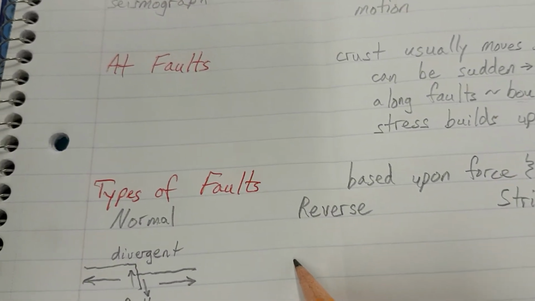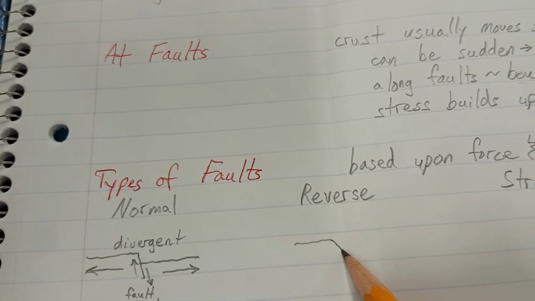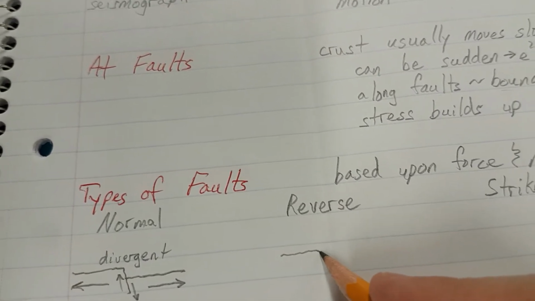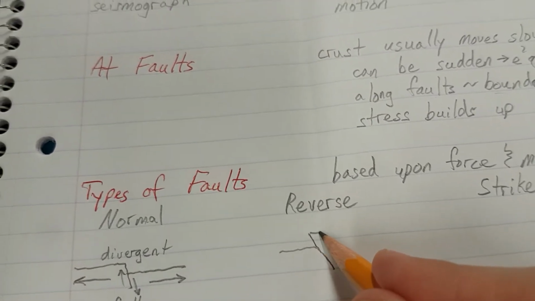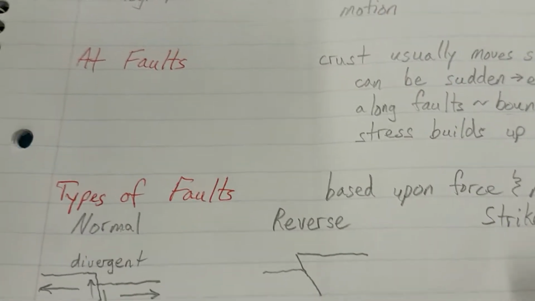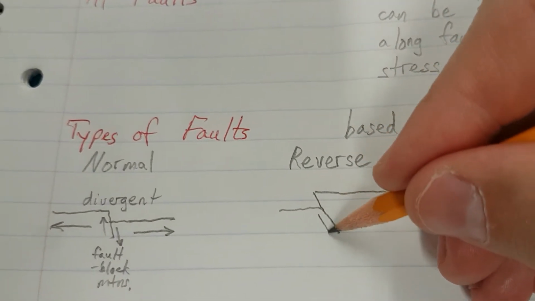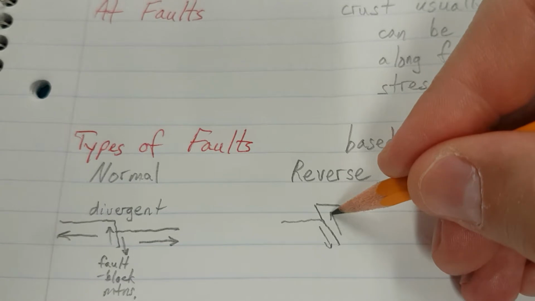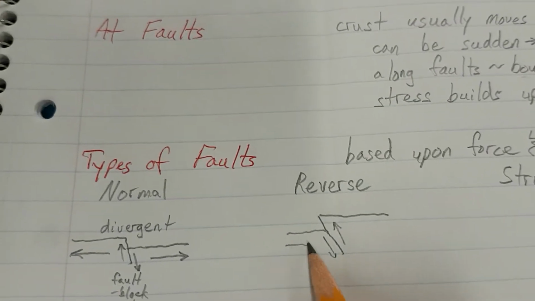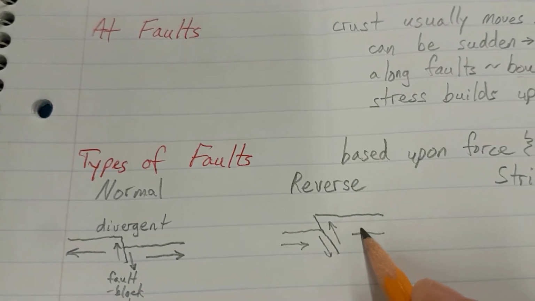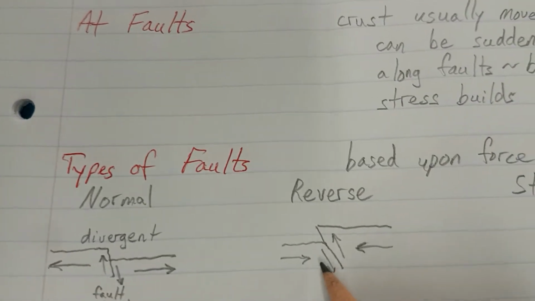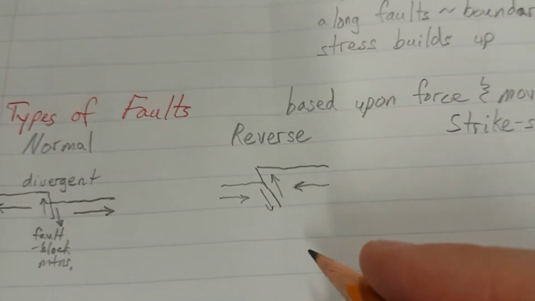Okay, let's draw a picture of the reverse. So the one on the left is a little bit lower. The one on the right is a little bit higher. This one's going down, this one's going up, and these arrows are pushing together. Okay, again, that looks like a fault block mountain.